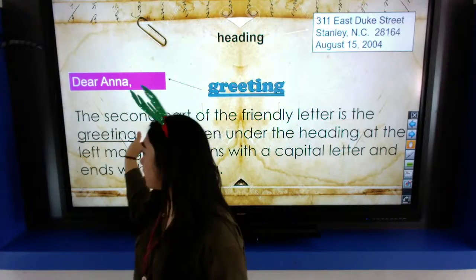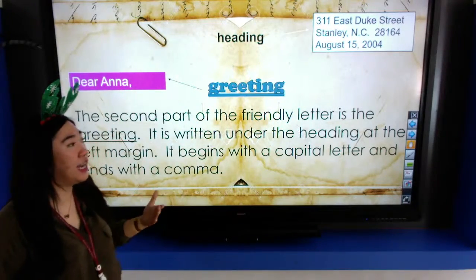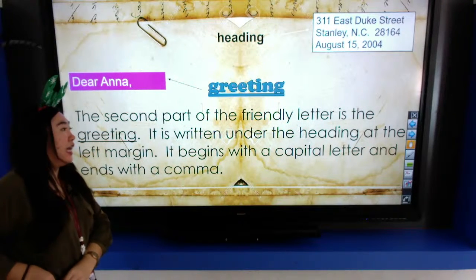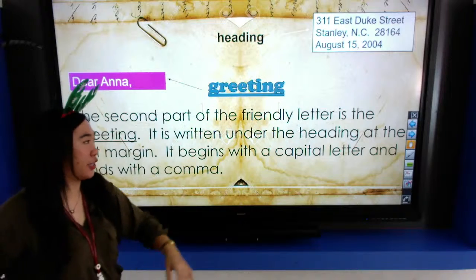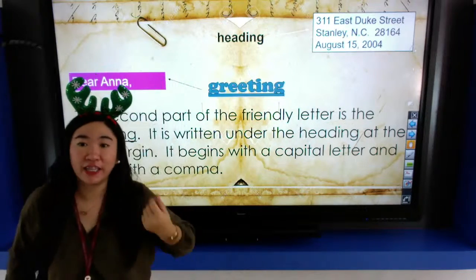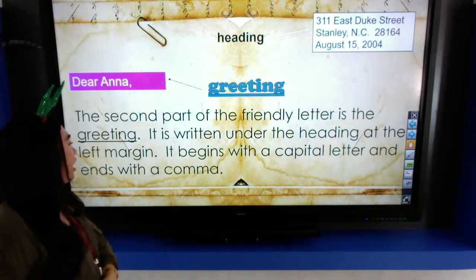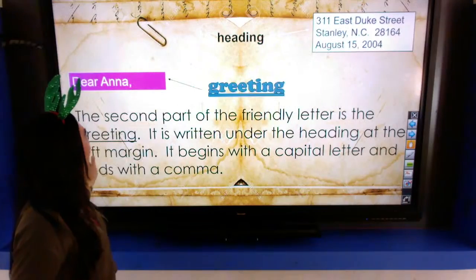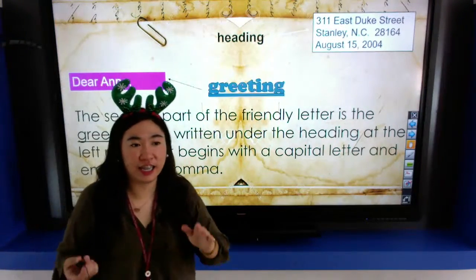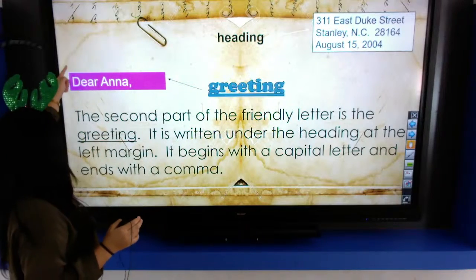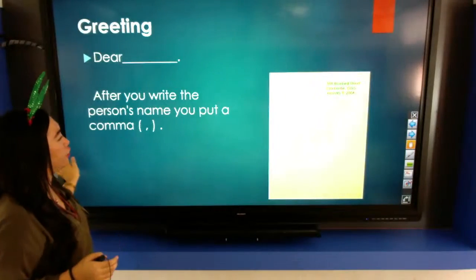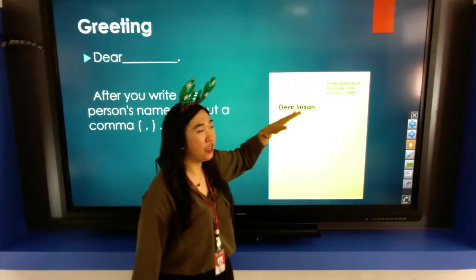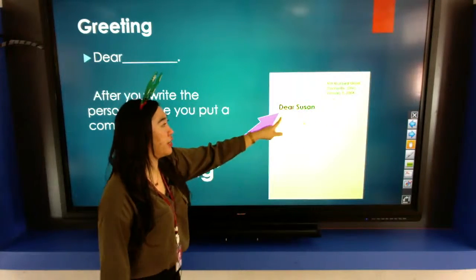Okay, the greetings is what? It is written under the heading, but it is in the left margin and it begins with a capital letter. When we say capital letters, big letter, and ends with a comma. This is a comma, okay? Again, when we say margin, it is the indentation, like this. There are spaces, later I will show you this one. Example, this one. Again, this is the heading, and this is the greetings.